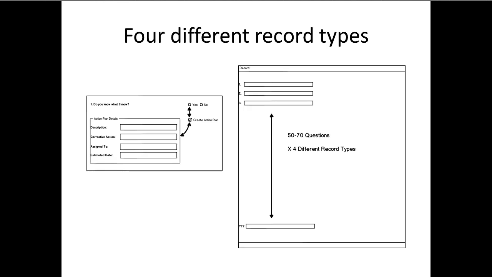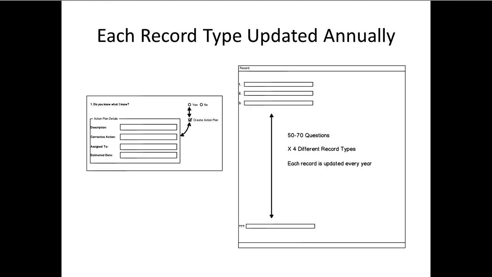There are four main types of audits that we do each year, and typically every year they throw in a new, different kind of sub-audit. But the point is there are four different ones. So we've got 50 to 70 questions. They're all different sections, different text for sure.